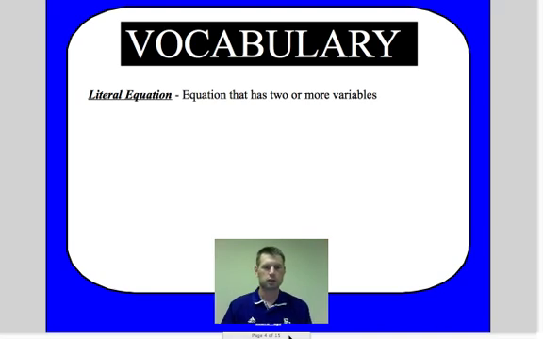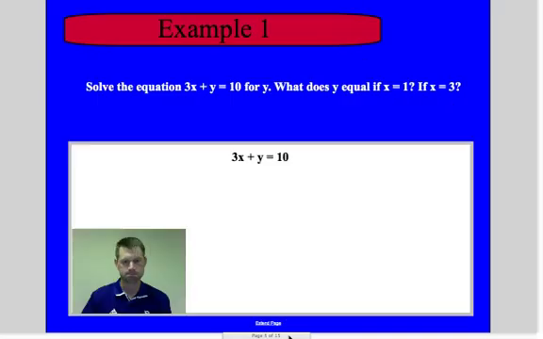Okay, the first vocab is literal equations. That's an equation that has two or more variables. So like x and y, m and n, r and t, a and r, something like that. Okay, so for example 1, solve the equation 3x plus y equals 10 for y.